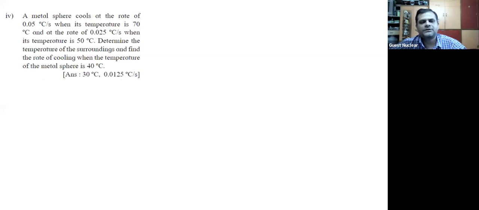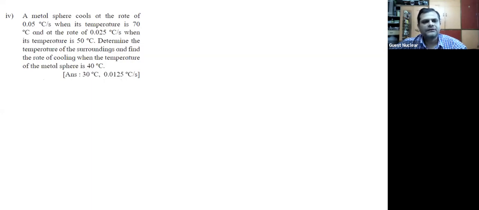A metal sphere cools at the rate of 0.05 degree Celsius per second when its temperature is 70 degree Celsius, and it cools at the rate of 0.025 degrees Celsius per second when its temperature is given to be 50 degrees Celsius. Okay. Determine the temperature of surroundings and find the rate of cooling when temperature of the metal sphere is 40 degrees Celsius. Okay.